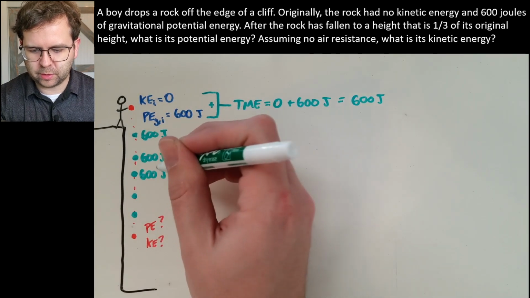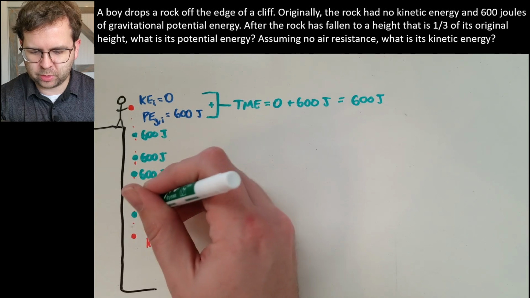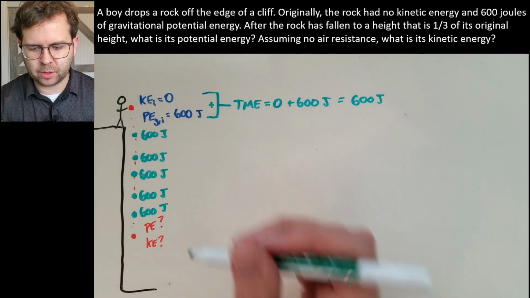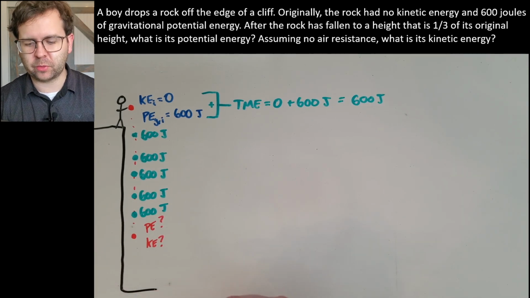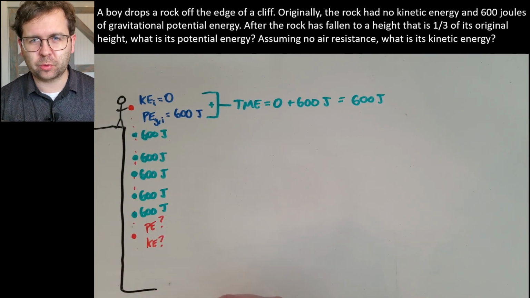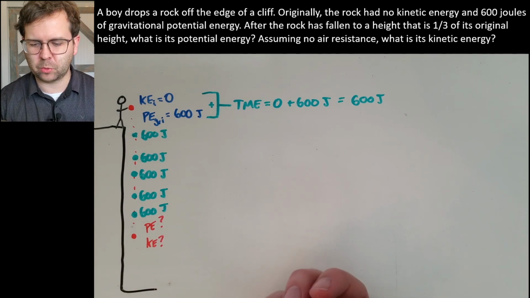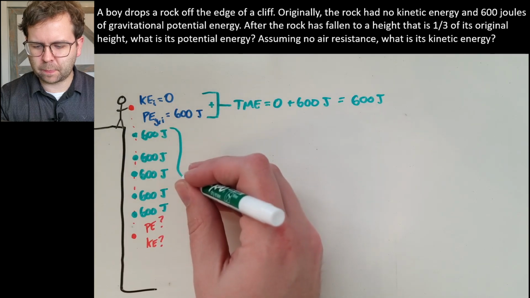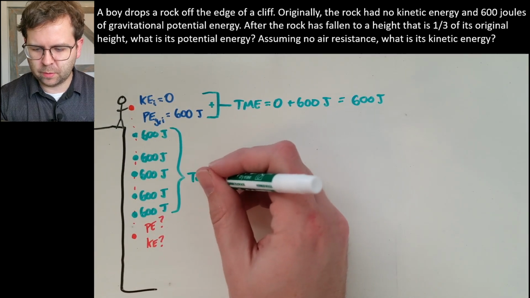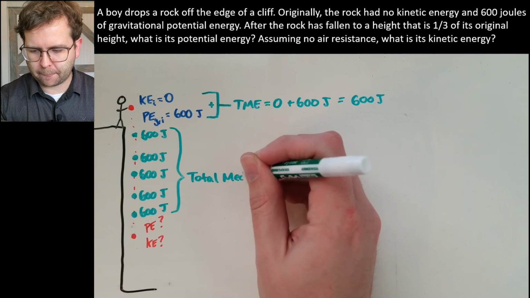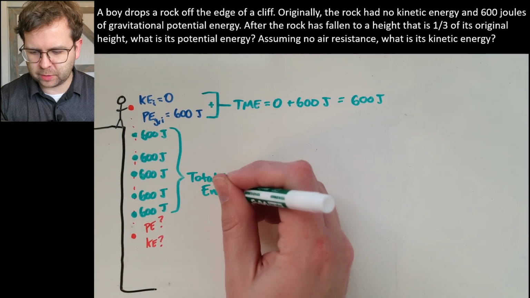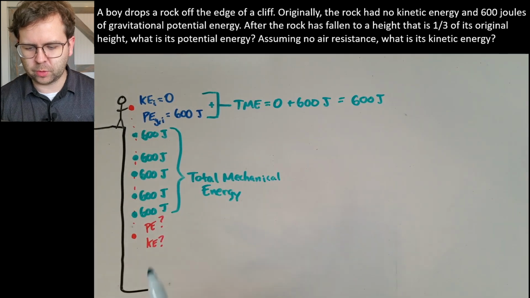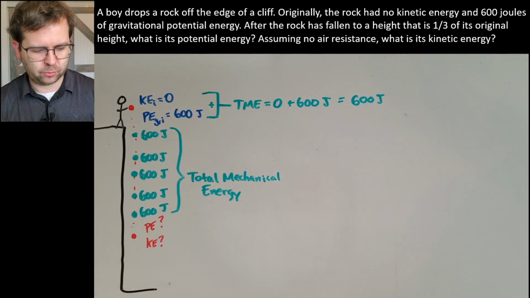Now, obviously, it's changing its gravitational potential energy into kinetic energy as it falls. So by the time it gets to the bottom, right before hitting the ground, it's still got 600 joules of mechanical energy, but all of its potential energy is turned into kinetic energy at that point. So these are all the total mechanical energies as it falls. And that's important because we'll need to know that to find the potential and kinetic energy as it falls down.